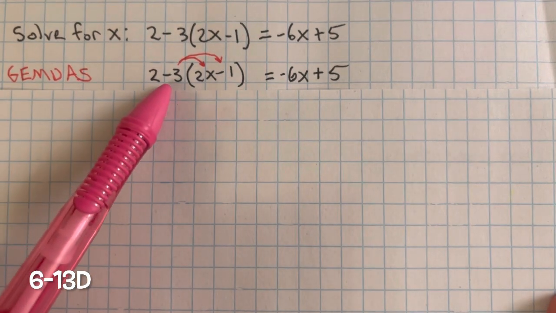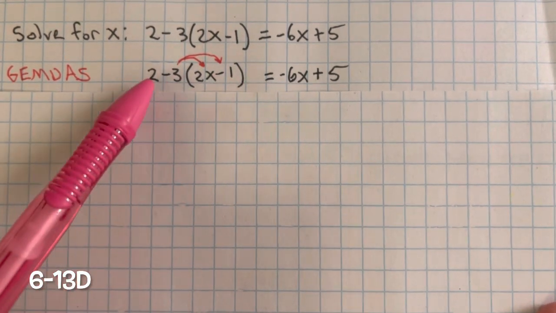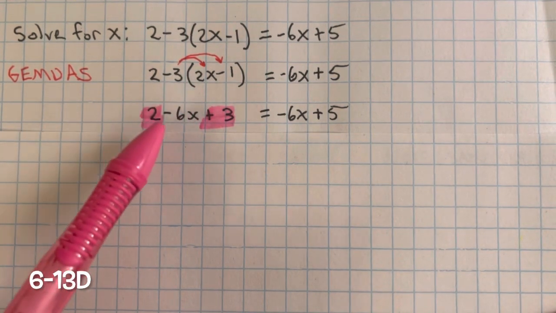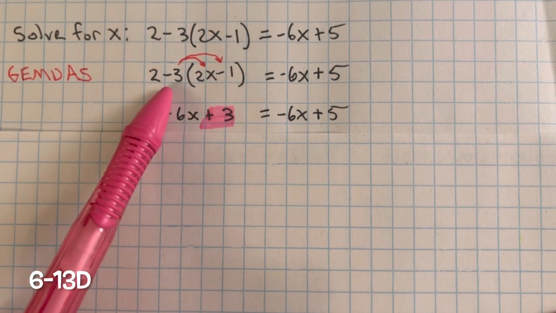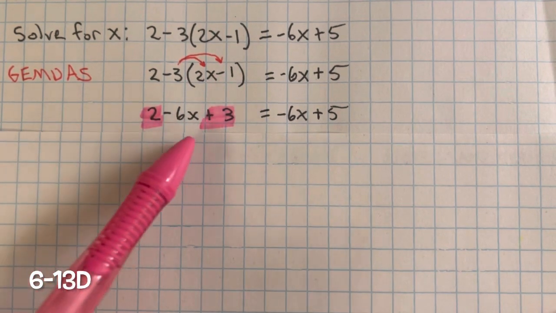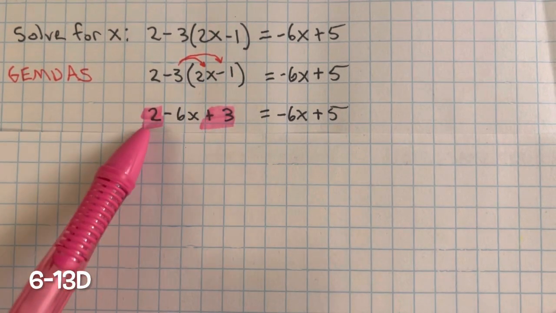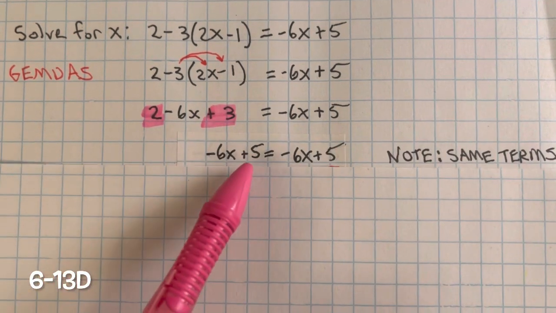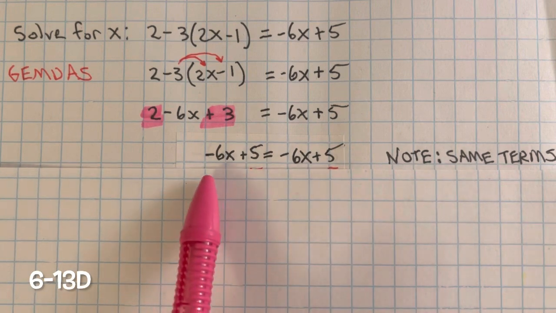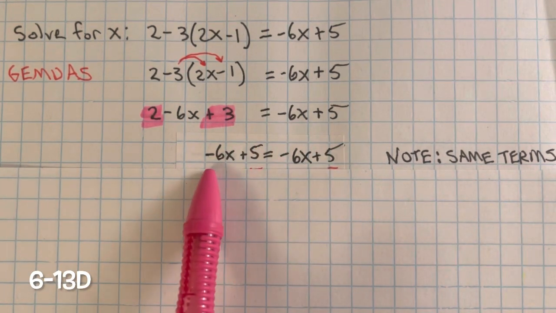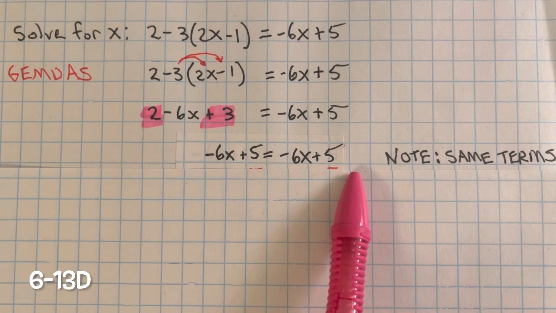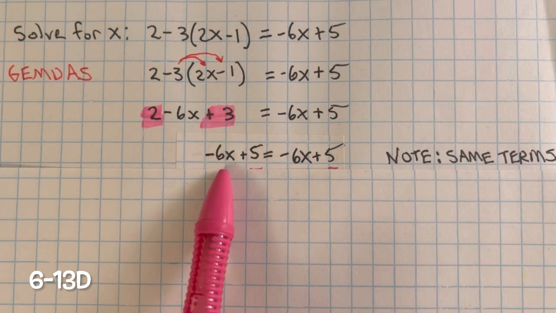So we're going to distribute this -3 to both of these terms. And we have -3 multiplied by 2x is -6x. -3 multiplied by -1 is a +3. Now we have two like terms. 2 plus 3 equals 5. And if you noticed here, the terms on the left side are the same terms on the right side. And I'm going to address that once we get to the end.